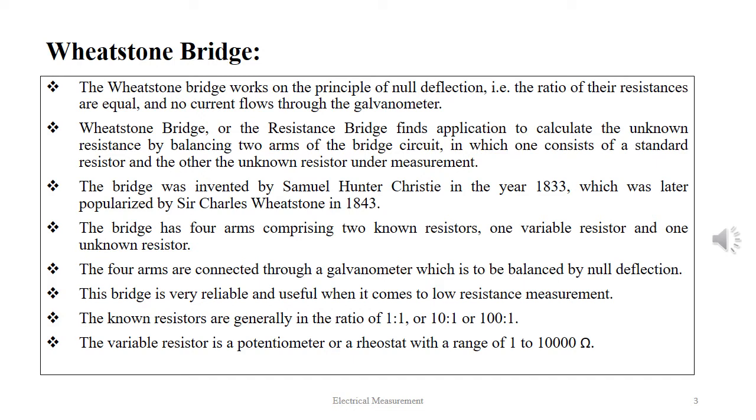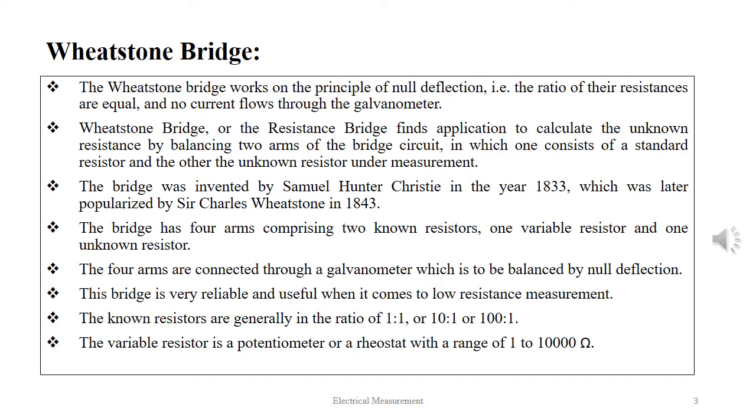The bridge was invented by Samuel Hunter Christie in the year 1833, which was later popularized by Sir Charles Wheatstone in 1843. The bridge has four arms comprising two known resistors, one variable resistor, and one unknown resistor. The four arms are connected through a galvanometer which is to be balanced by null deflection.